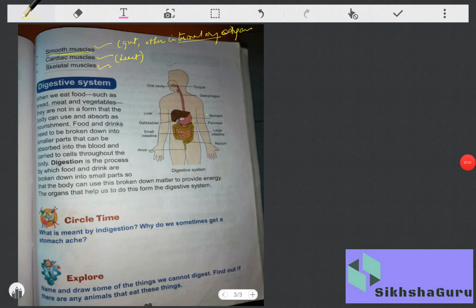Most smooth muscles are not under your control. They are found in the gut and other internal organs. You cannot control them on your own. Whereas with the skeletal muscles, suppose you want to fold your hand. See, your muscle is contracting, and there is an antagonistic pair, which does the opposite function to the other muscle. Suppose when you are contracting your hand, when this muscle is contracting, this is the biceps muscle of your hand.